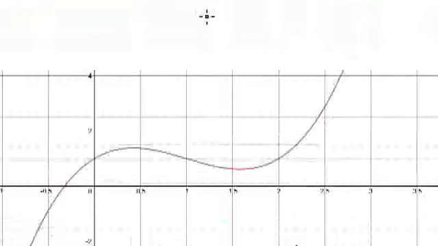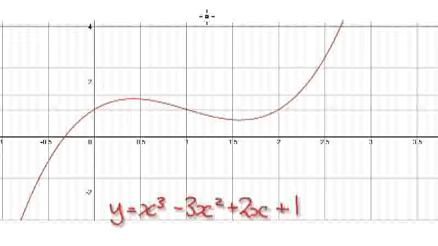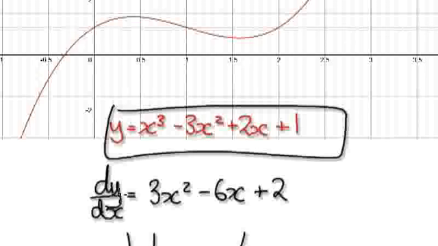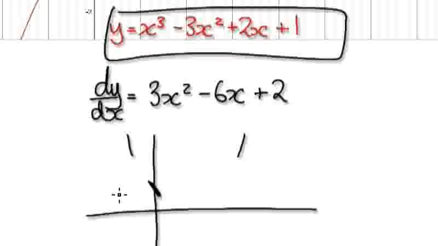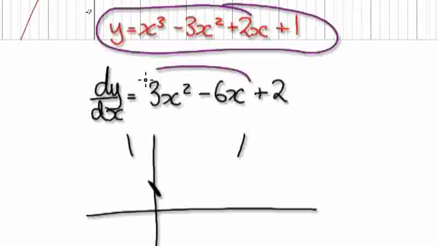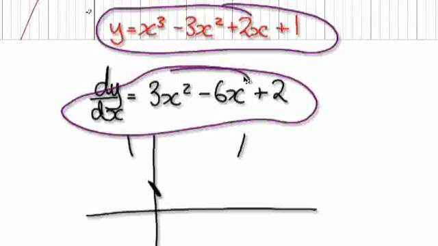Okay, so start out with our original equation here. This was our original equation. Differentiate it. It will then give you this. So if you differentiate this, it will give you this here.